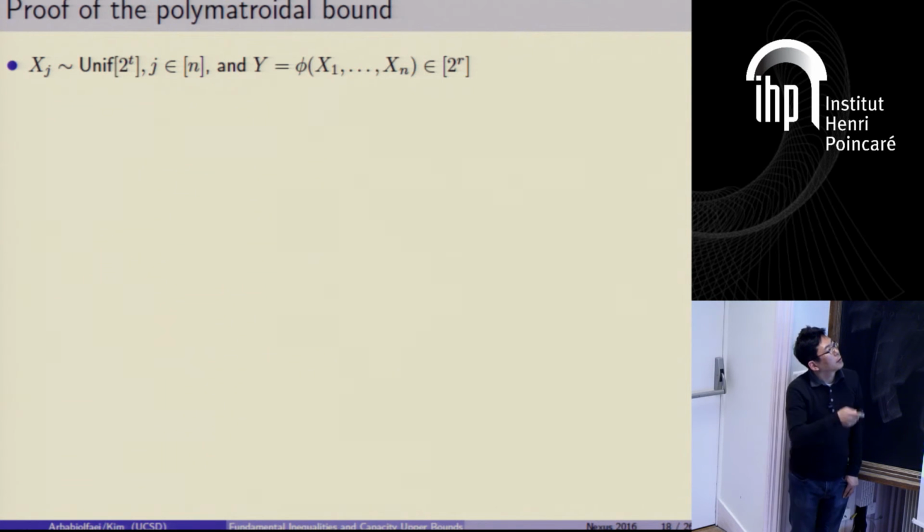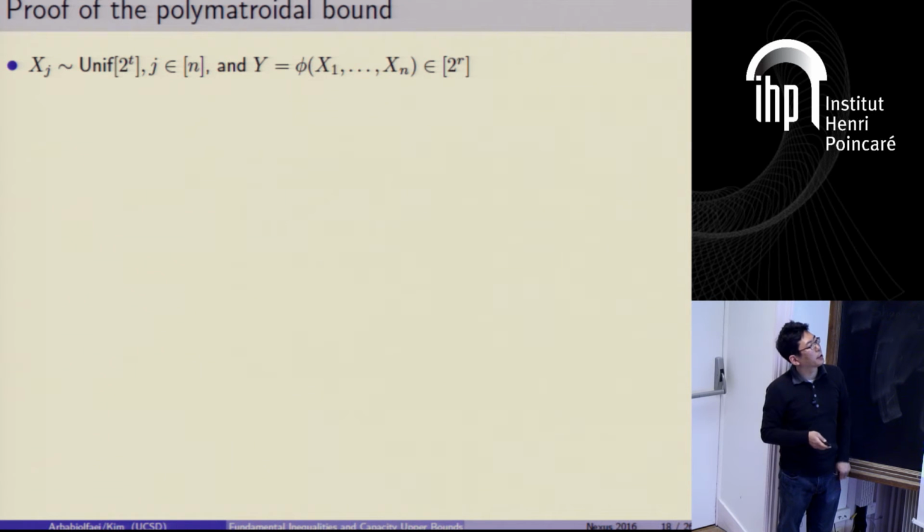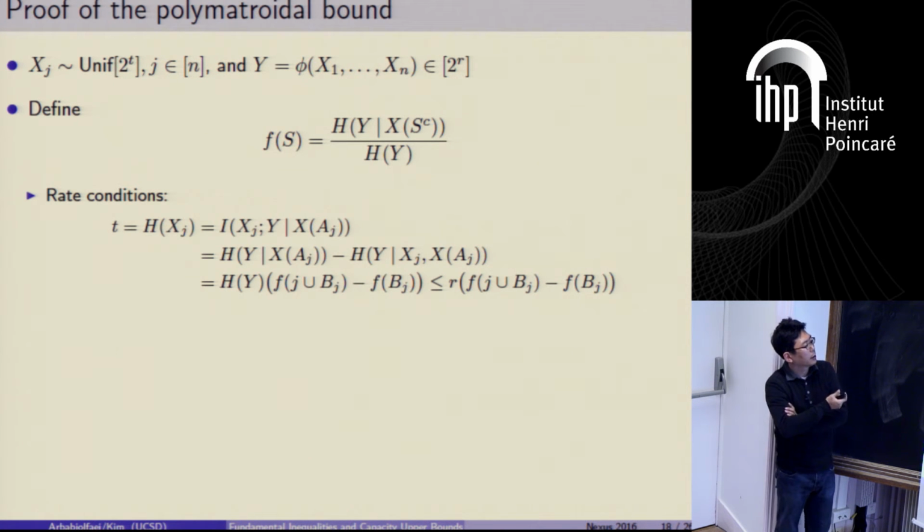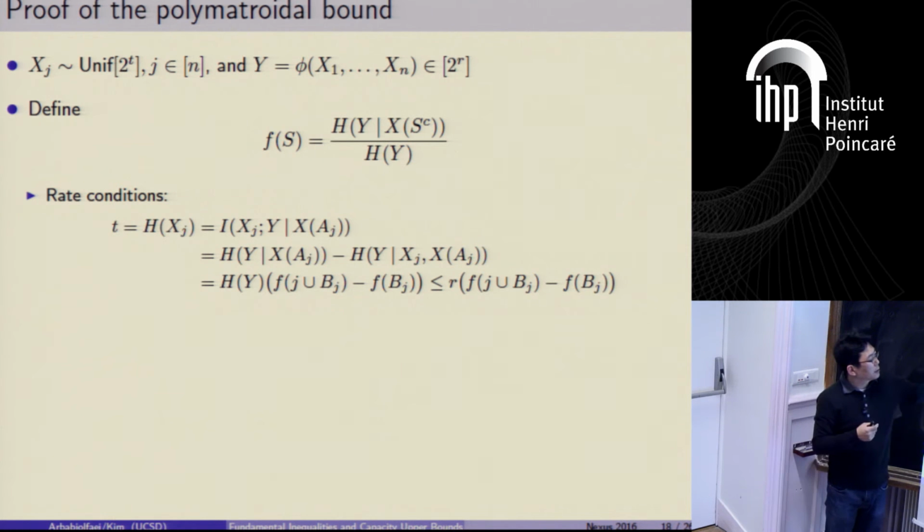Here is the proof sketch of the polymatroidal bound. We generate x's at random, and the output y is its function mapping. Then we define f of s as the ratio between h of y and h of y given x of s complement. For every set s, we define it this way. Then the rate condition goes like this. T is the number of bits, and since we assume that the messages are uniformly distributed, it is exactly the same as h of xj.